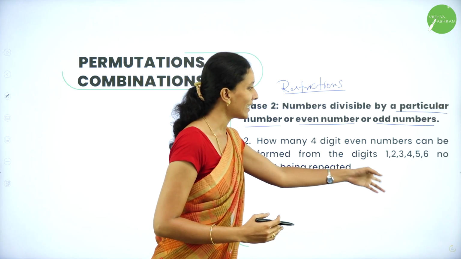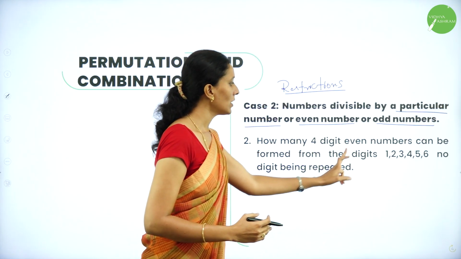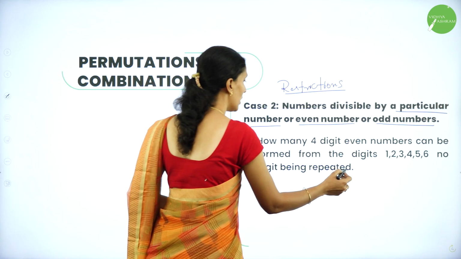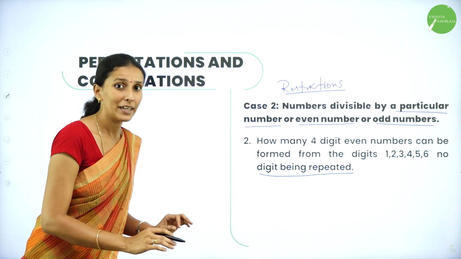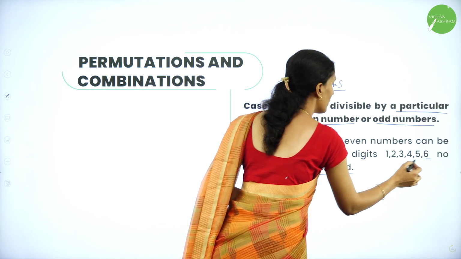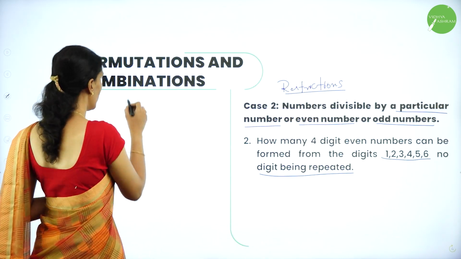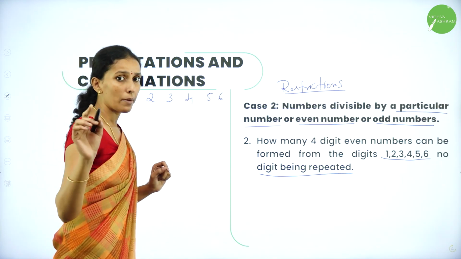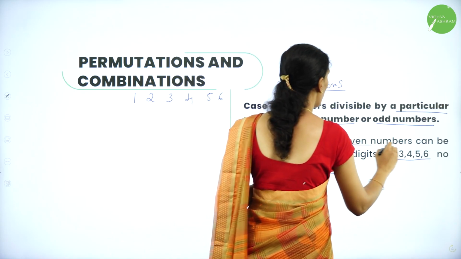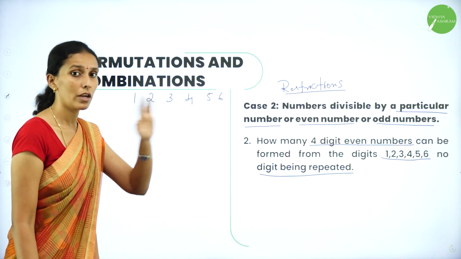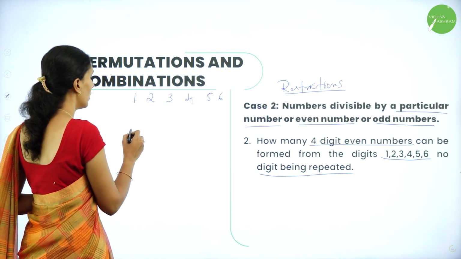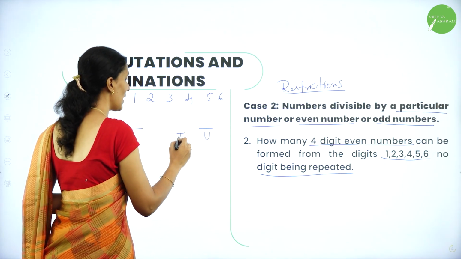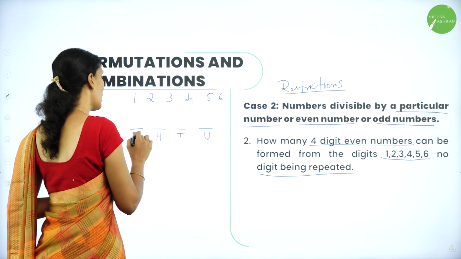How many 4-digit even numbers can be formed from the digits 1, 2, 3, 4, 5, 6, no digit being repeated? Remember, digits are not repeated, so this is without repetition. Okay, what are the numbers they have given? 1, 2, 3, 4, 5, 6. What am I supposed to do? I have to form 4-digit even numbers. Even numbers, not any other number. Only even numbers you have to form. This is your units place, tens place, hundreds place, and this is your thousands place.